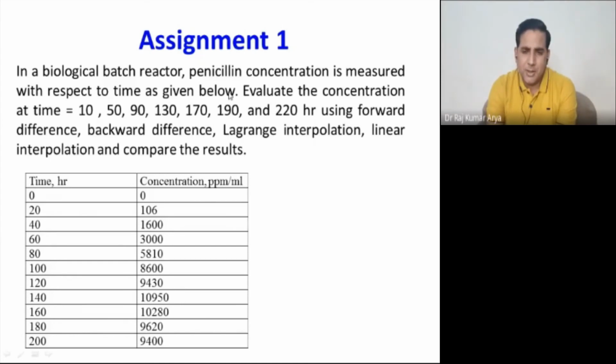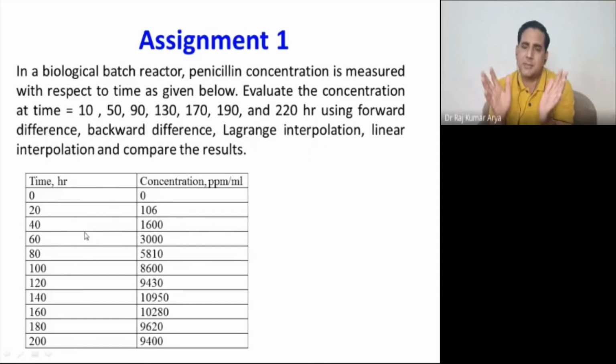For Lagrange or linear, you already did a short question, not a big one, but here you have so many data points, right? First you can see here that time and concentration data are equally spaced, because the space between 0 to 20 is 20, again 20, again 20, and 20. So these are equally spaced data points, so your Newton's forward difference and backward difference can be used.